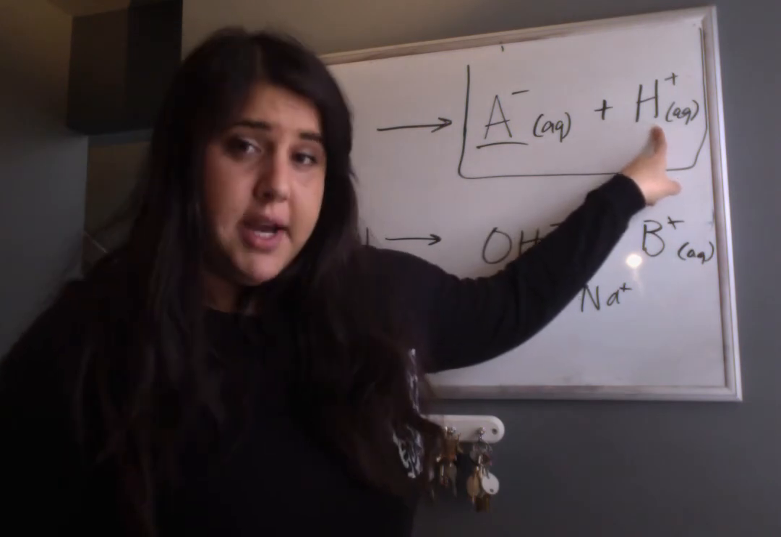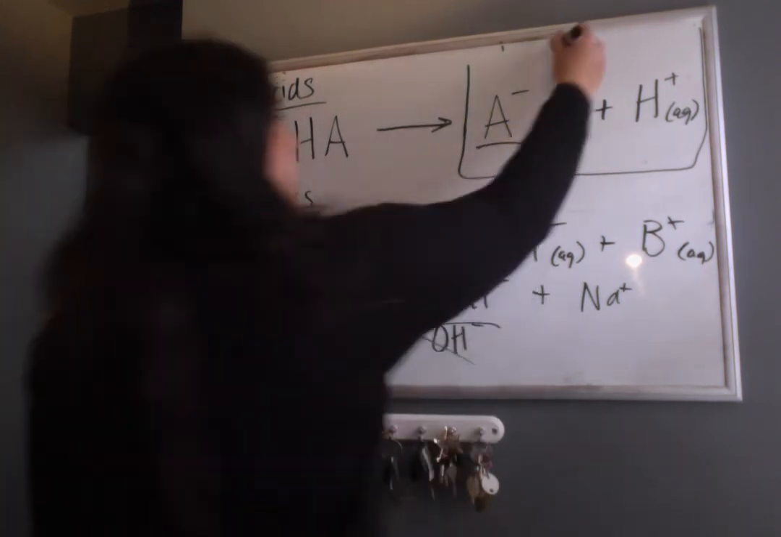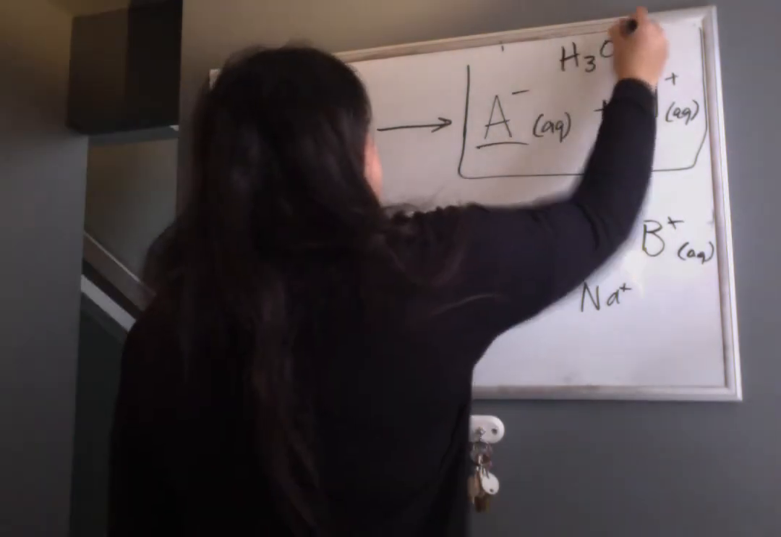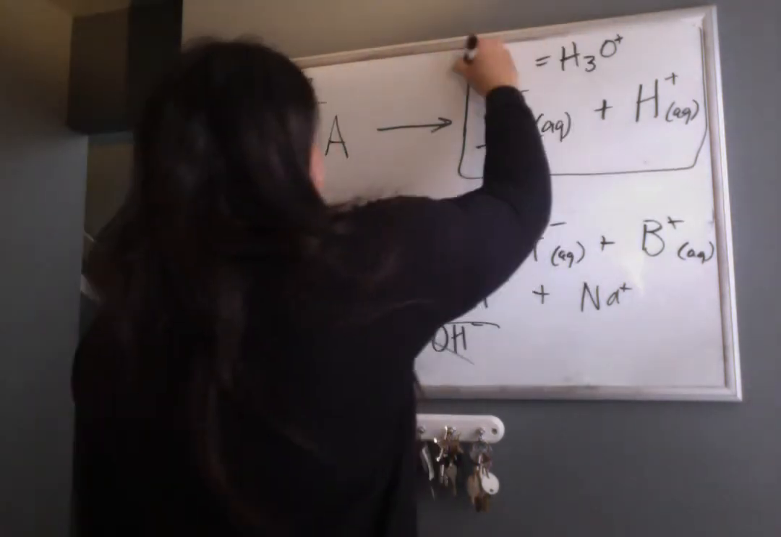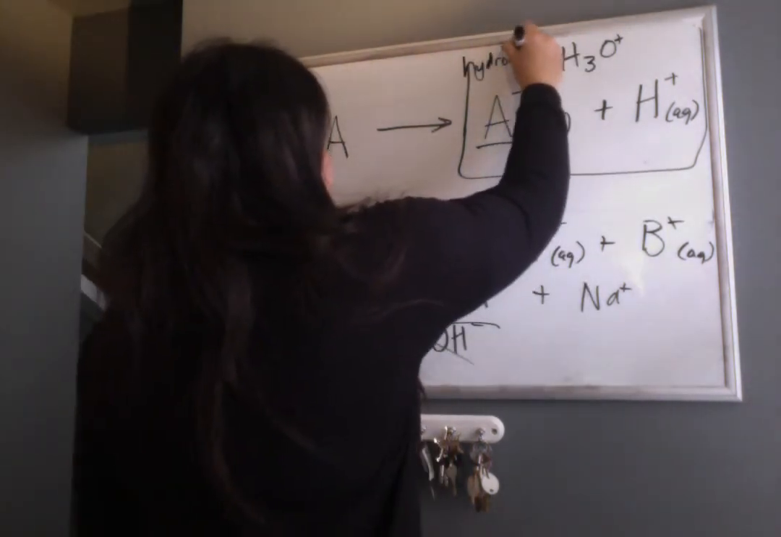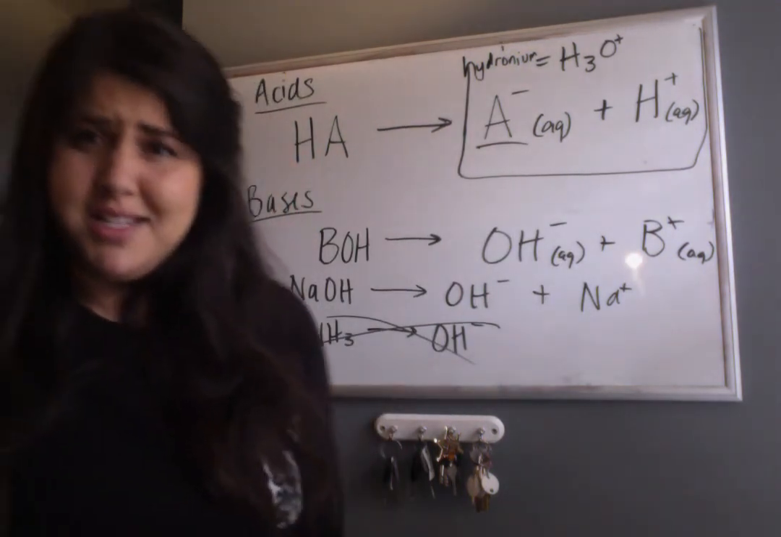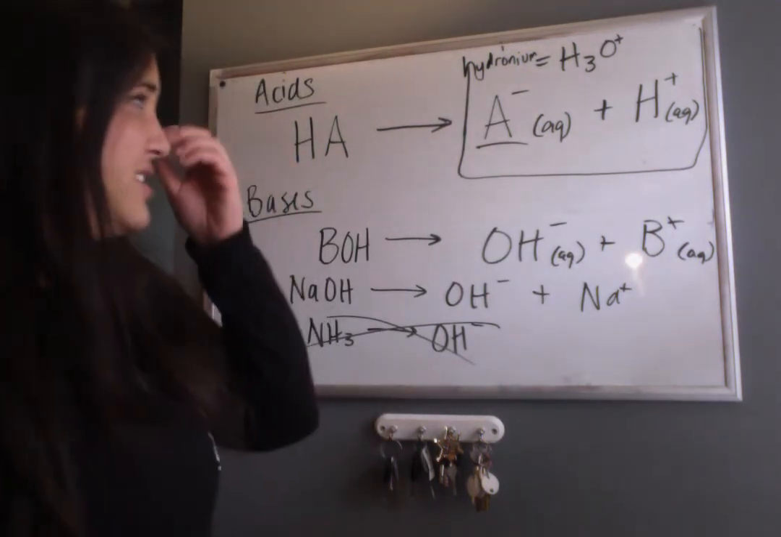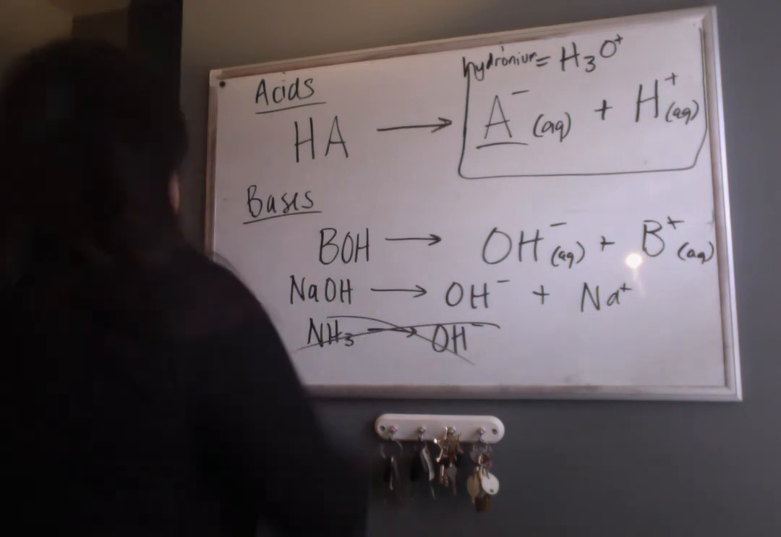What we do find instead is something called H3O plus, or hydronium. This is my hydronium ion. My hydronium ion, H3O plus, looks really familiar to us. It looks kind of like water.